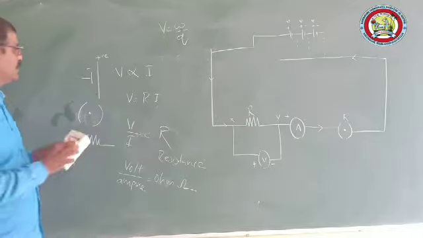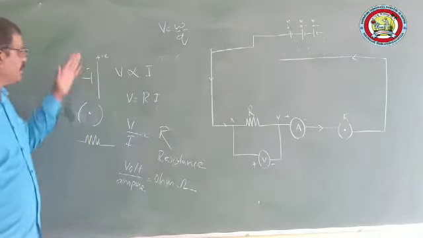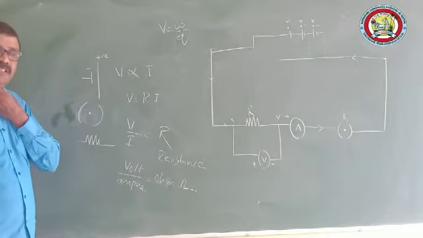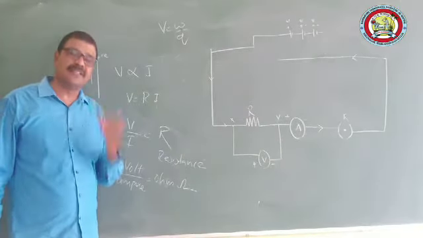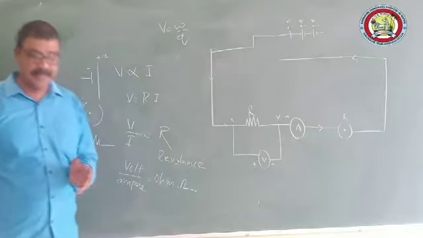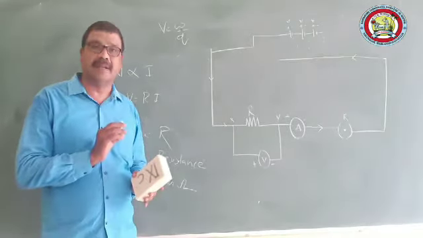So other denotations also I'll tell you. We have discussed electric current and potential difference. Then the question comes: how to measure this electric current? How to measure this potential difference? Very simple. Electric current is measured by a device called an ammeter.